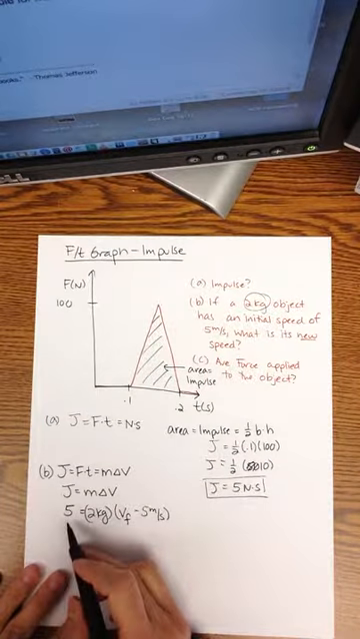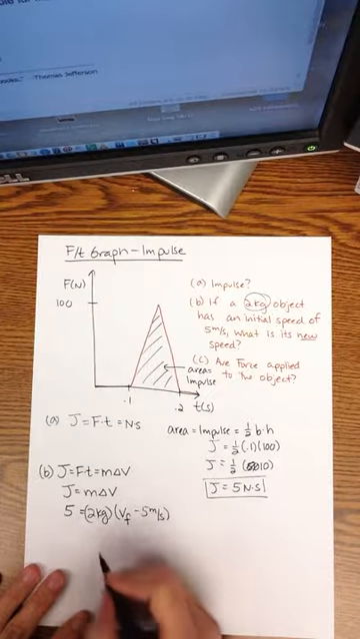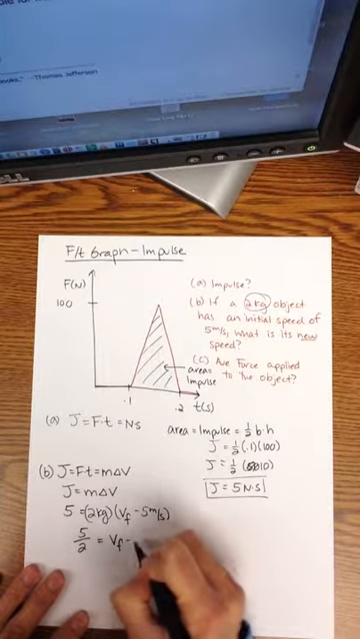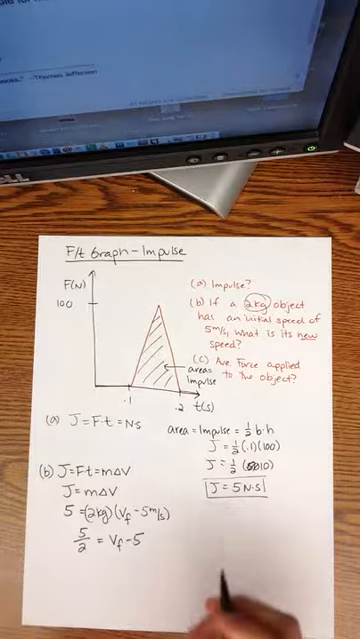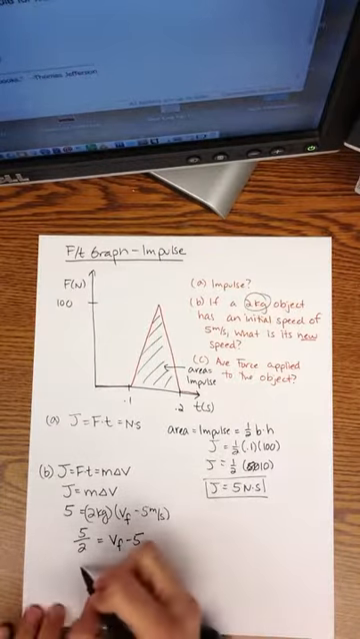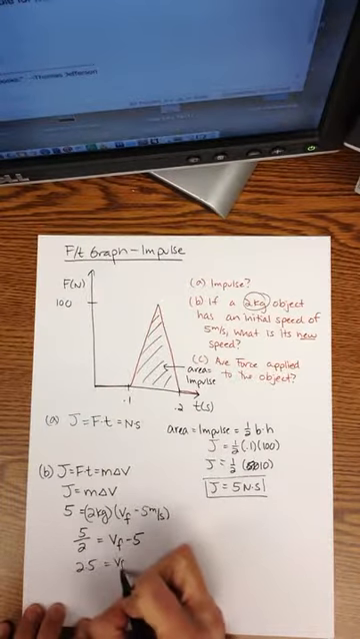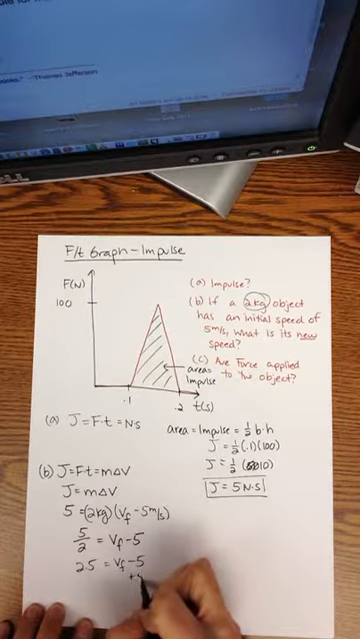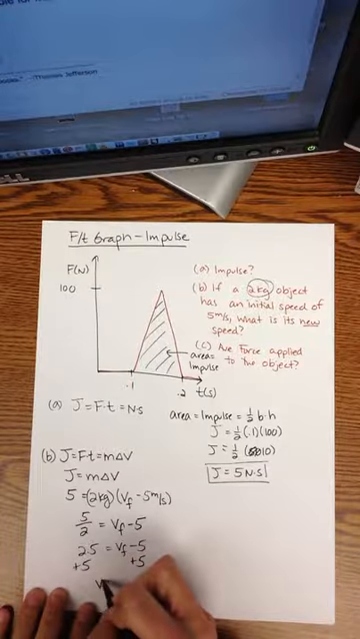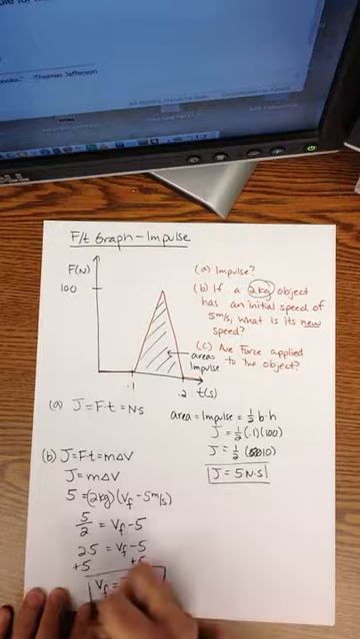So if I divide by 5, 5 divided by 2, and then I'm going to add 5. So I have 5 divided by 2 is equal to V final minus 5. And so 5 divided by 2 is 2.5. And then I'm going to add the 5 to the other side, which leaves my new speed as 7.5 meters per second.